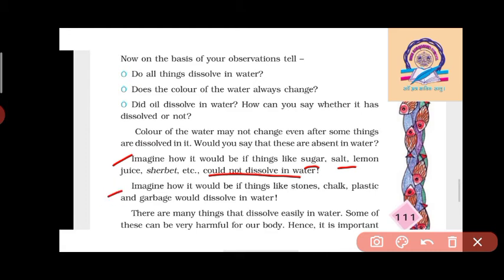What is next? Imagine how it would be if things like stones, chalk, plastic, and garbage would dissolve in water. Now, this is very dangerous. Imagine plastic is being dissolved in water, and if you drink it, what would happen? Plastic is so dangerous for our body. It should not go in our body. That may cause sometimes cancer also. You might have heard about it. So if plastic is dissolved in water, then it would be so dangerous for our health. So it is a good thing that this kind of things are not dissolving in water.